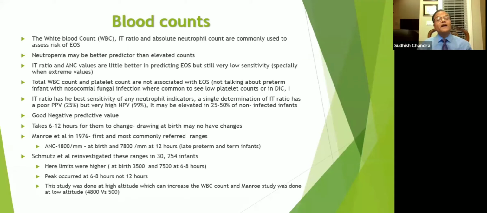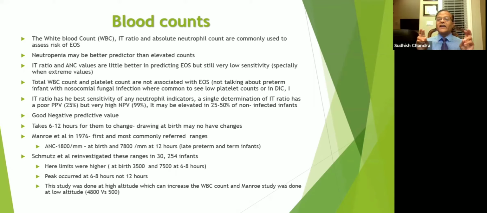IT ratio has been the best. Let me just rephrase it, I didn't read it right. IT ratio has the best sensitivity of any neutrophil indicator. A single determination of IT ratio has a very poor positive predictive value, only 20%. That means if we have a sepsis, only 20% of the time the positive test will be because of sepsis. 80% of the time, that is because of some other reason. So that's what positive predictive value means. That means we have other reasons for them being abnormal.